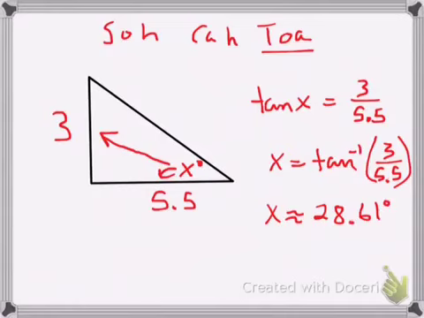So if you're looking for a side, then you're always going to be using the tangent, sine, or cosine. If you're looking for an angle, you're always going to be using the inverse trig function to solve those problems.